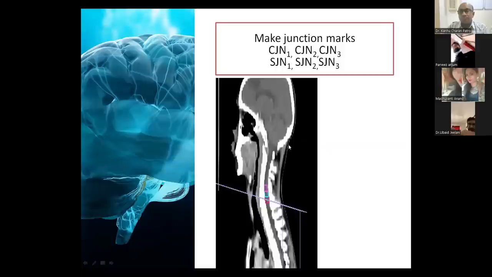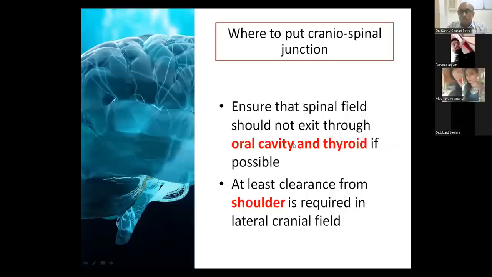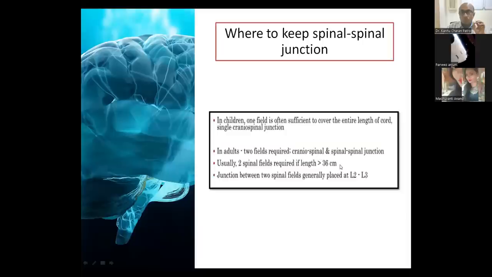So let's see how to put the junction. The craniospinal field should be put in that way. The spinal field should not directly go to the oral cavity or thyroid, but the cranial field should get a good shoulder clearance, lateral field. So in adults, two fields are required, craniospinal and spinospinal junctions. Usually two spinal fields are required if the length is more than 6 centimeter. The junction between two spinal fields is generally placed at L2, L3. If the patient's length is more, then you can put the junction at L2, L3 rather than putting it at the upper level. For the lower spinal field, you just put the junction at L2, L3.